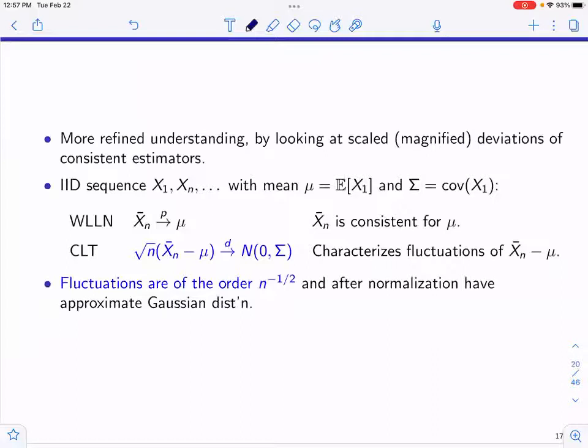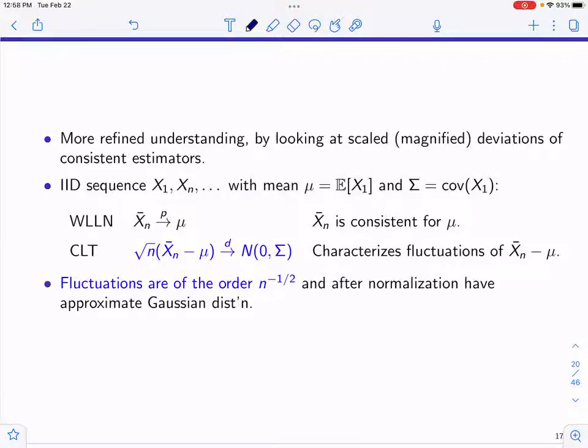So now that we know about consistency, we can talk about more refined properties. And so this is basically the second important limit law in probability. The first was the law of large numbers, and this usually leads to consistency results, right? So we built our consistency results on basically uniform versions of the law of large numbers.